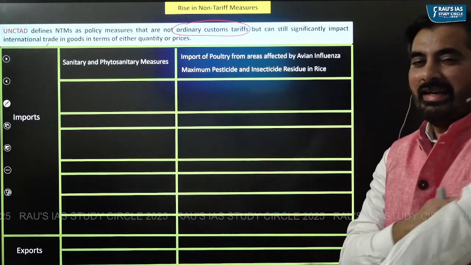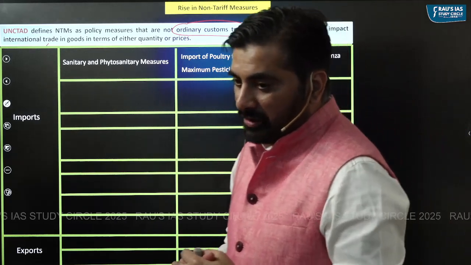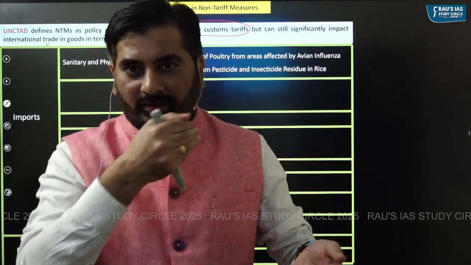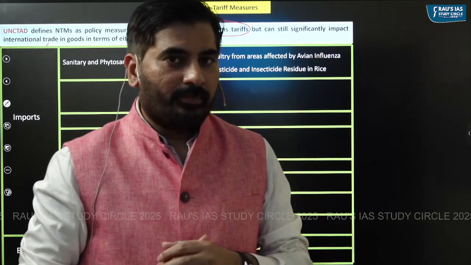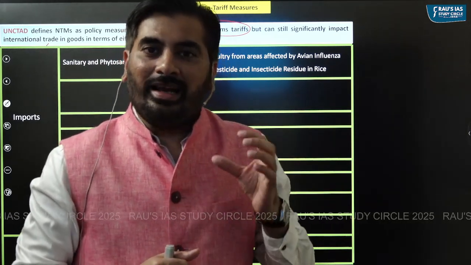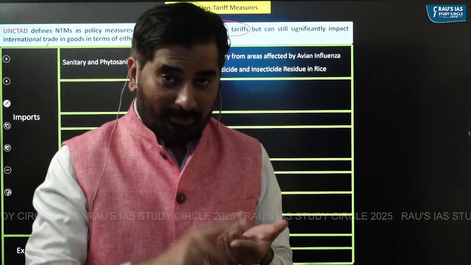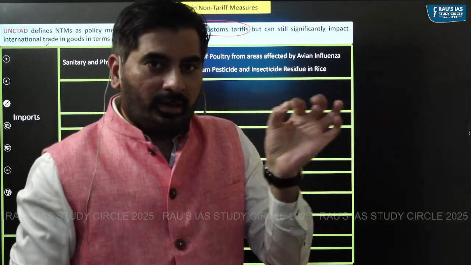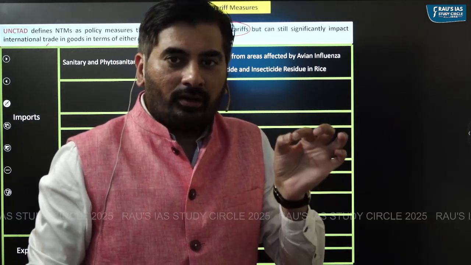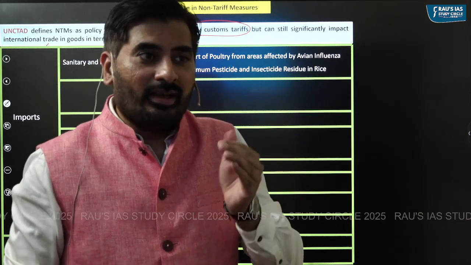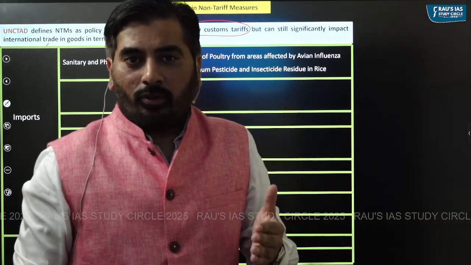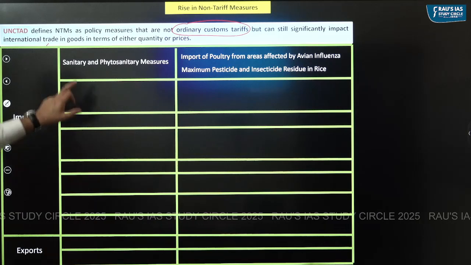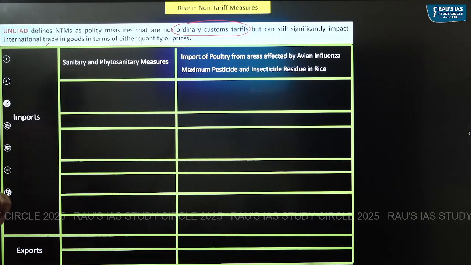First one is sanitary and phytosanitary measures. This means if a particular country is importing certain goods, and it believes that the import of such goods can have an adverse effect on the health of plants, animals, or human beings, in that case the country can impose certain non-tariff measures. These are called sanitary and phytosanitary measures.